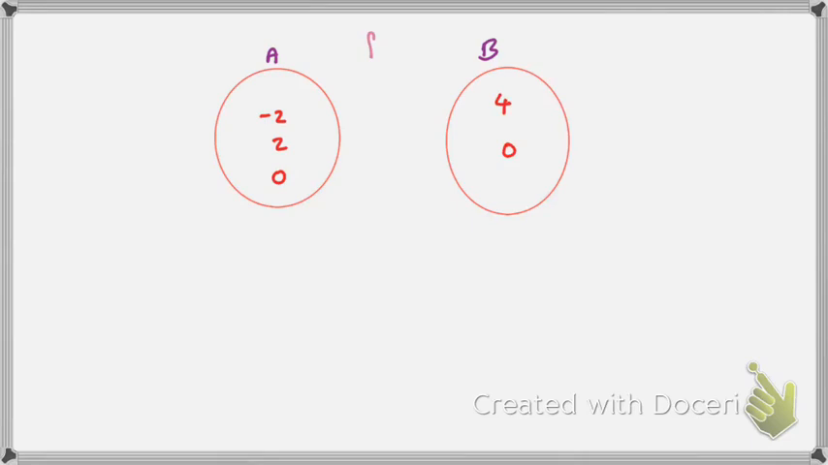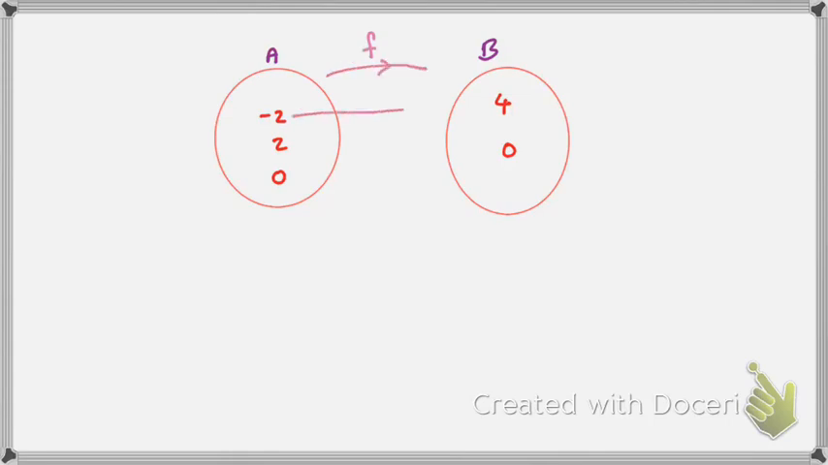In this video, we are going to discuss the concept of the inverse of a function. To start with, I consider a set A, which contains three elements, -2, 2 and 0, and another set B, which contains elements 4 and 0.